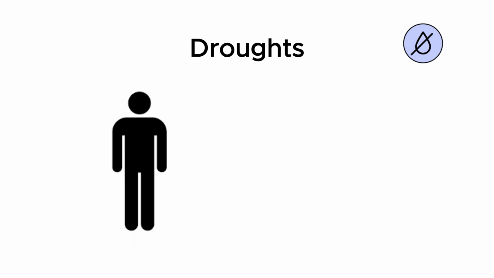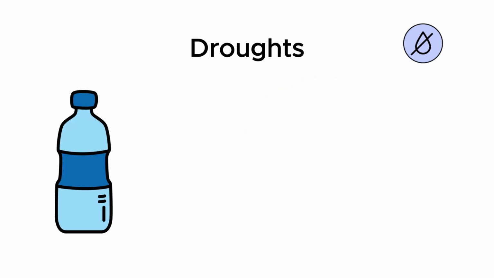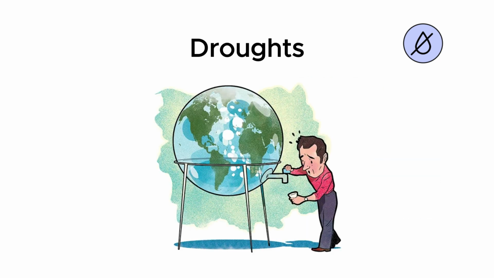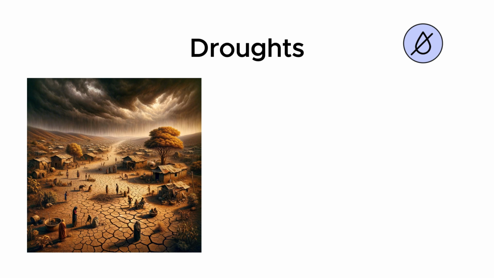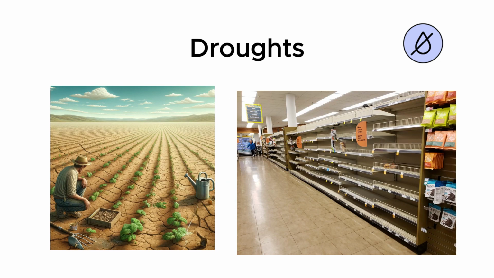Another common reason is humans using too much water. People need water for lots of things like drinking, farming, making products, and in some cases, people use water faster than it can be replaced by the rain, which can also cause a drought. Droughts can be devastating and can have a domino effect. They can make it hard to grow food, leading to less food being available in stores and higher prices.